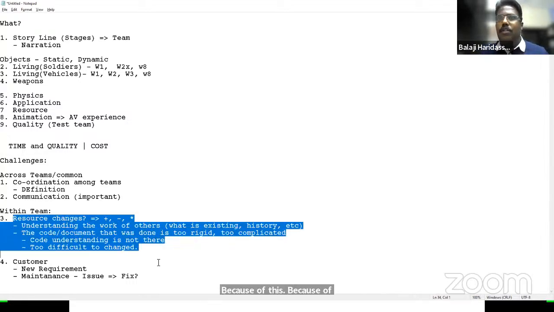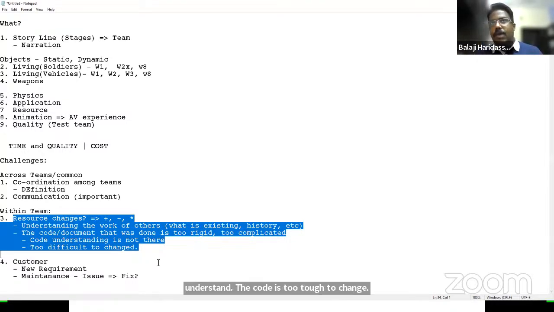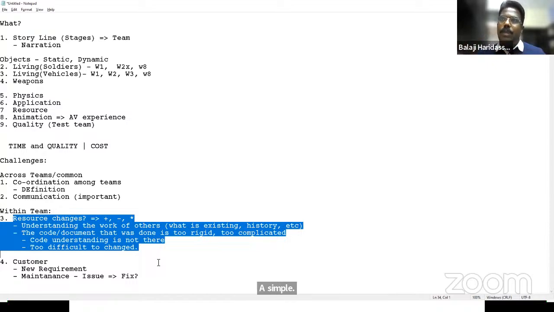I'm not able to understand. The code is too tough to change. Though it is a small feature, I have to change so many places. So it becomes a problem at every stage of your development cycle. A simple mindset issue with the team creates all these problems.